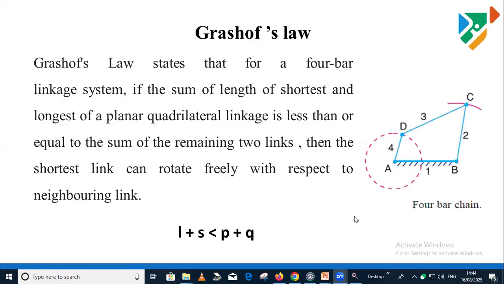Now next is Grashof's law. We will discuss Grashof's law. Now, what is Grashof's law?